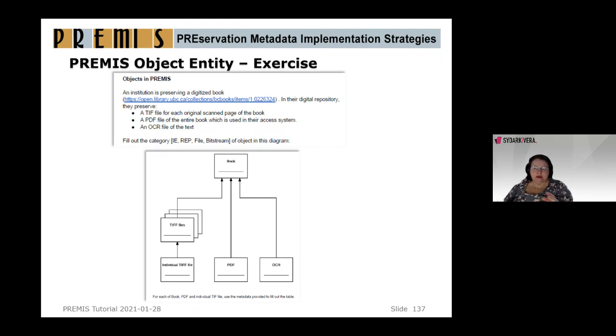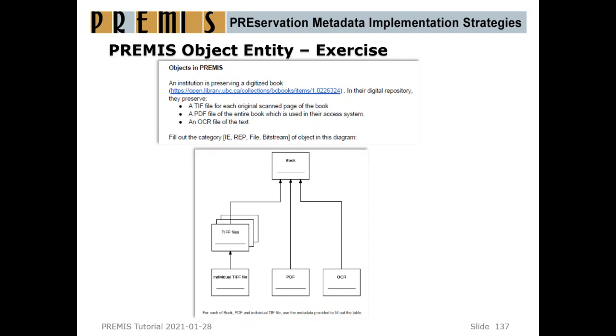The first task is to go through these different object type categories and decide which is which. So Micky, Eld, if we start discussing this one, where should we attack it to find out what's an intellectual entity, what's a file or representation or bitstream?